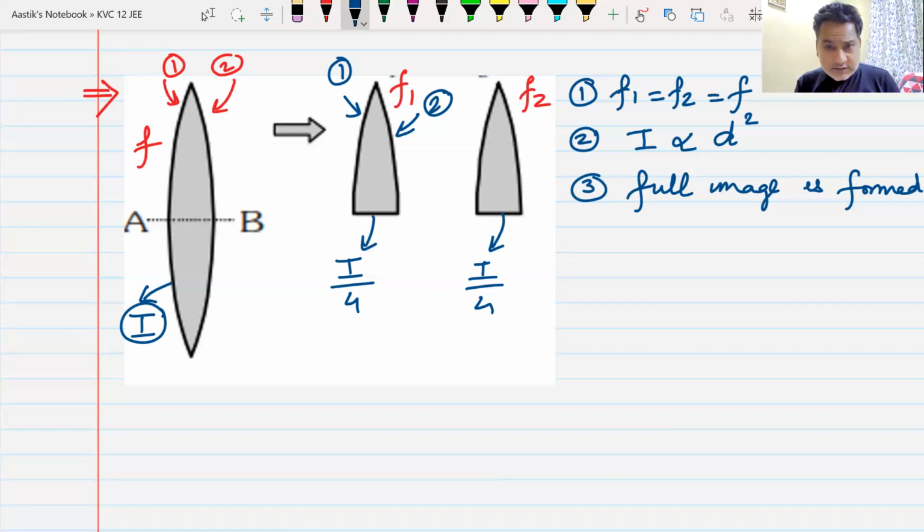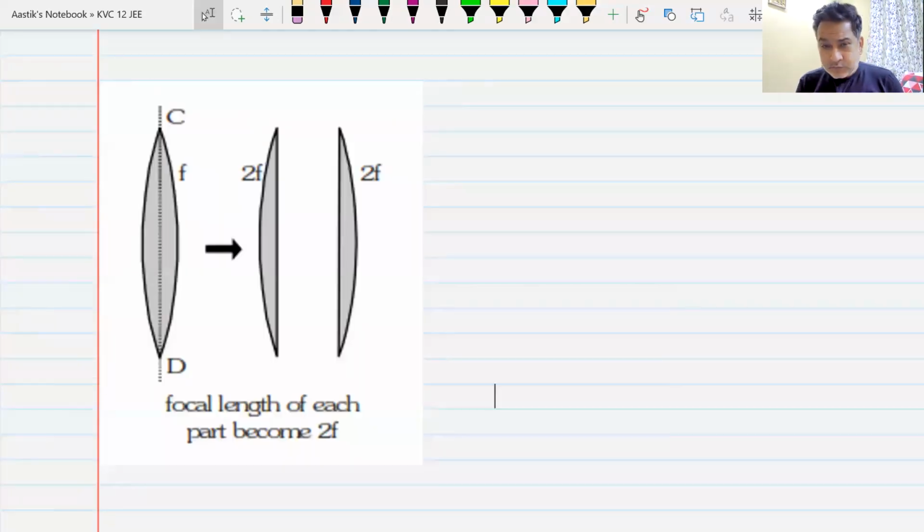Now, how am I going to cut the lens? I'm going to cut the lens along the optical axis. Do we see this? Along the optical axis. Here I have taken the radius of curvature on both sides as the same. Let us take it as the same and then we'll make it different.